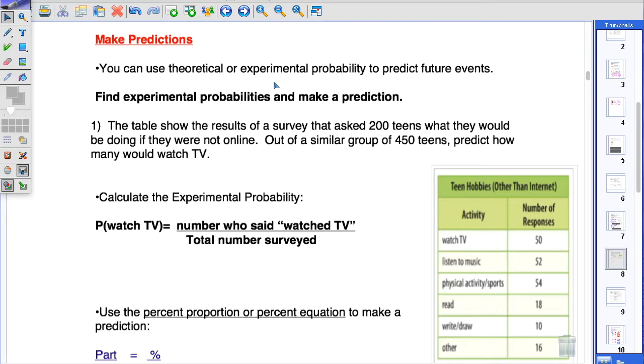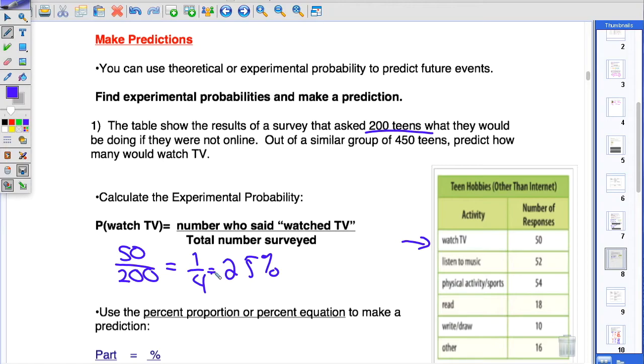Make predictions. You can use theoretical or experimental probability to predict future events. Find experimental probabilities and make a prediction. The table shows the results of a survey that asked 200 teens what they would be doing if they were not online. Out of a similar group of 450 teens, predict how many would watch TV. Calculate the experimental probability. So the probability of how many students watch TV is the number of students who said they watch TV, which would be 50, over the total, which is 200. So that gives us 1/4, or 25%.